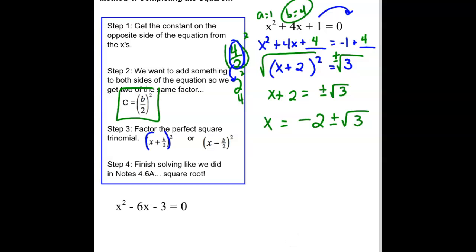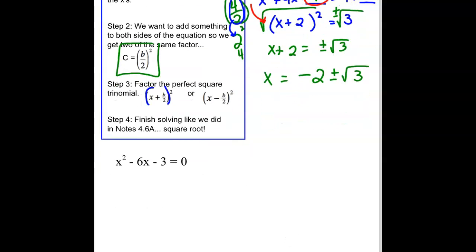So once we get it completed, once we do the completing the square step here, this main new step, which was to find that c term, once we do that, we've turned it into the type of question we had yesterday. All right, let's try another one.